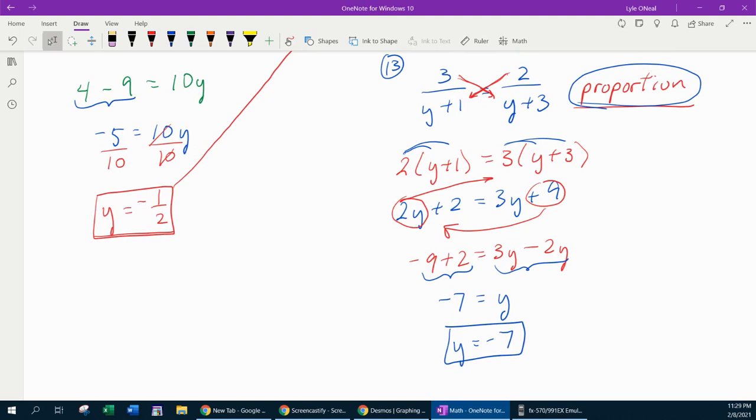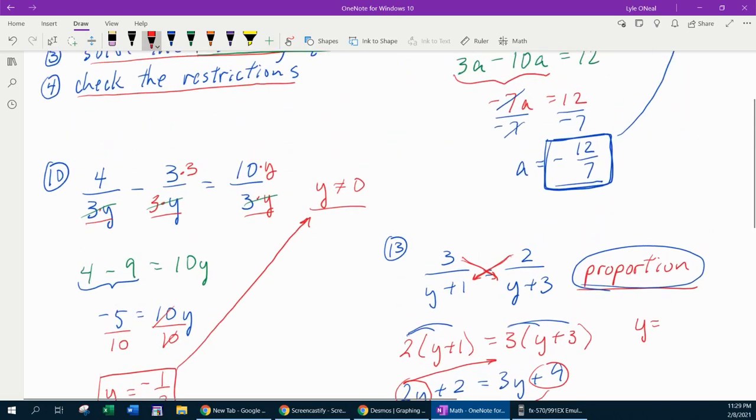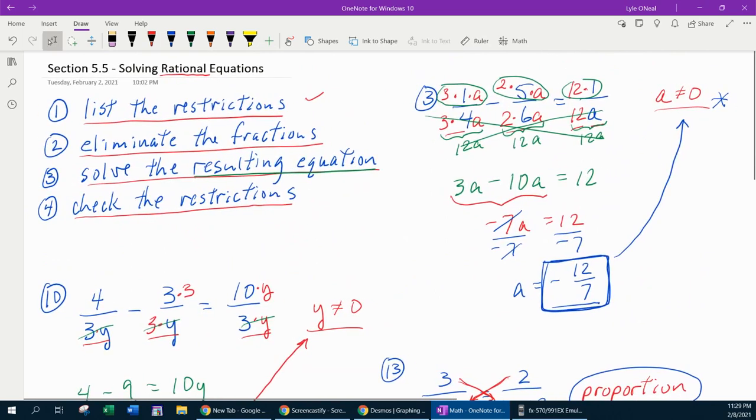And darn it, if I didn't skip step number 1. Step number 1, identify the restrictions. So let's go ahead and, you know what the nice thing about the checklist is, it doesn't matter if you list the restrictions first or last, as long as you remember to check them when you're done.